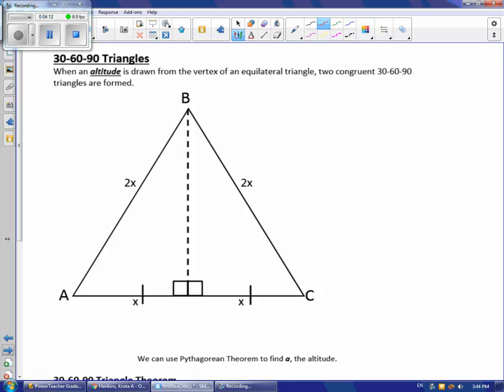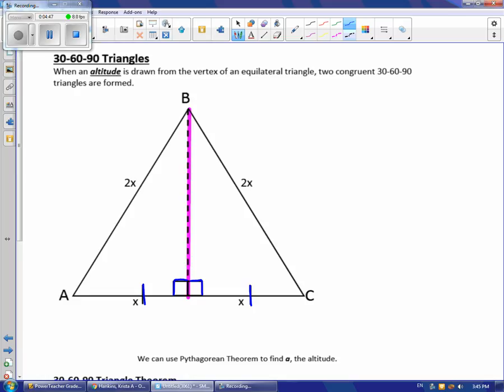All right, now let's look at a 30, 60, 90 triangle. So if I have an equilateral triangle, remember all three sides are congruent, all three angles are congruent, and I draw an altitude in that triangle, that altitude is going to be a bisector of the base of this triangle, and it's going to form right angles. So I have two smaller right triangles when I draw that altitude.